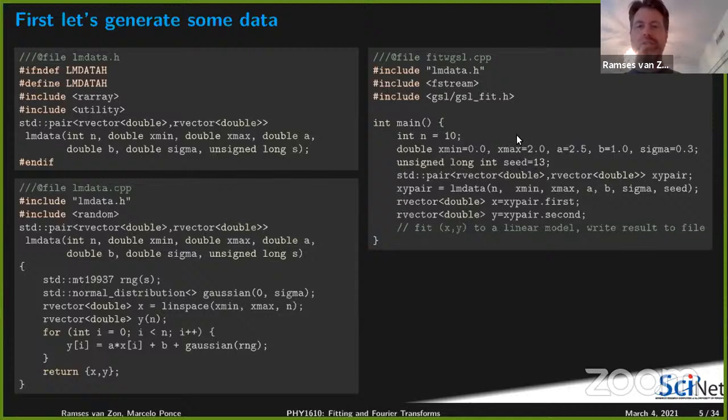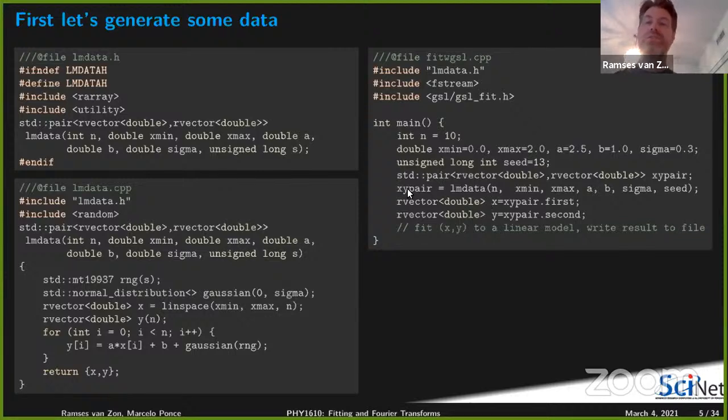I always like to give my parameters names, even if they are hard-coded here as values. Still, I can see what each of them means by their name, and that is good programming practice. And then here I'm going to create another one of these pairs, a pair of a vector and a vector to hold the result of the LM data function. So LM data is called as a function, and it's assigned to XY pair.